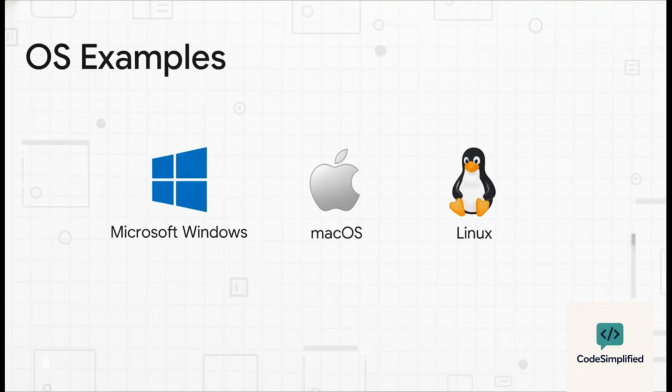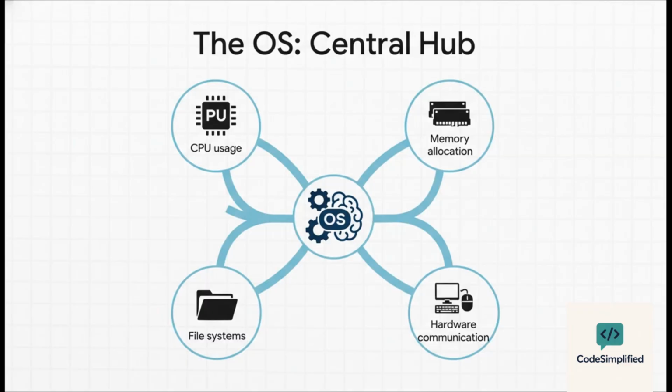Microsoft Windows, Mac OS, Linux. But trust me, they're doing way more than just giving you a pretty desktop and some icons to click on. Behind the scenes, the OS is like this master manager, a real traffic cop. It's deciding how much CPU time each app gets, it's handing out RAM to whoever needs it, it's organizing all your files, and it's making sure all the different hardware parts can actually talk to each other. When you just click to open an app, the OS is handling all of that insane complexity in like milliseconds.